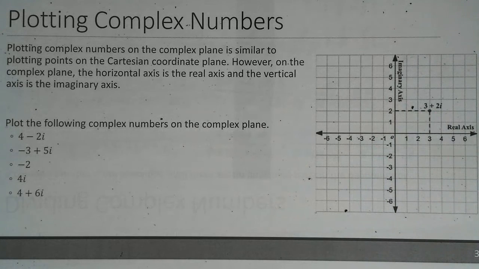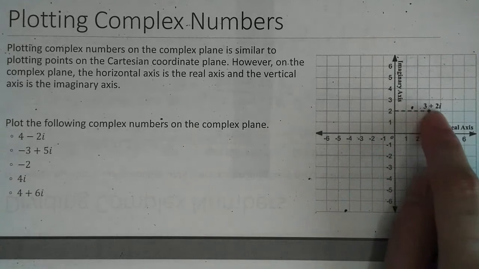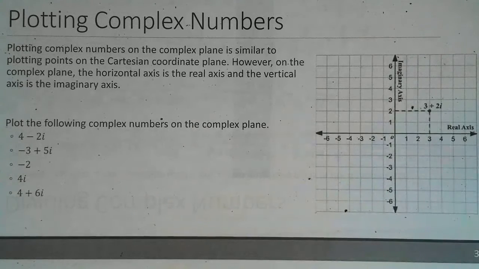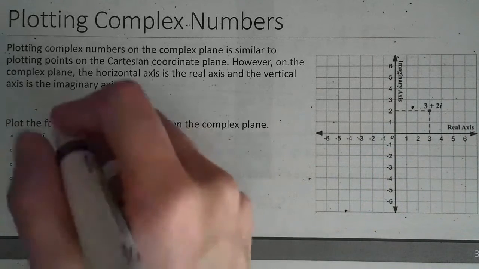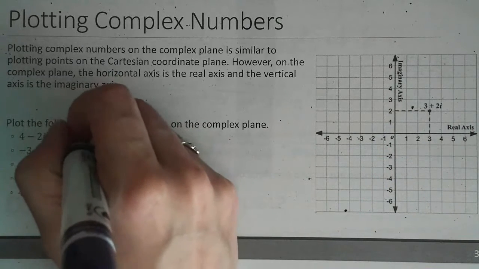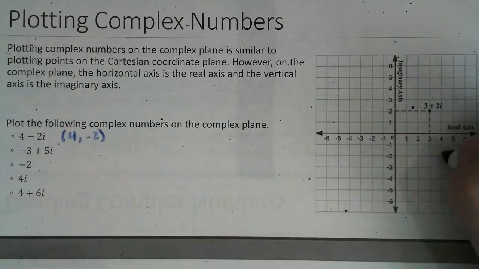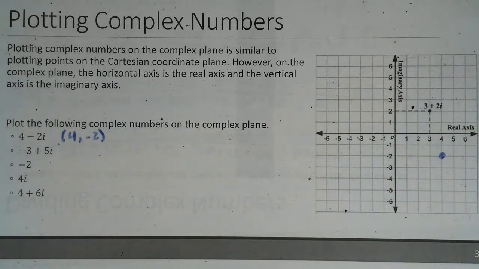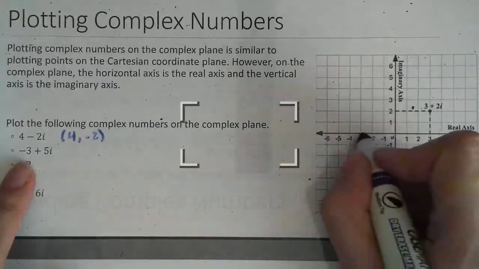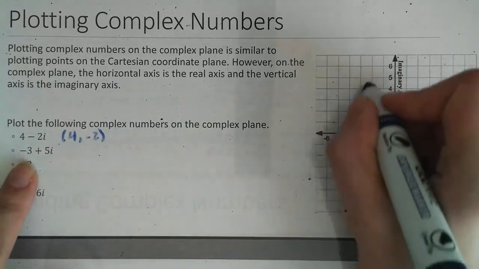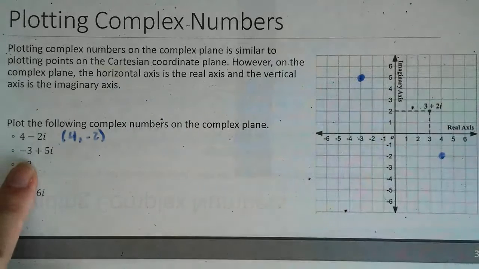It's similar to plotting real numbers, Cartesian coordinates, because we have an x value of 3 and a y value of 2, if we want to think of it that way. So if I want to plot 4 minus 2i on the complex plane, it will be a lot like plotting 4, negative 2. So I find 4 on my real axis, go down 2 on my imaginary axis, and I get that point. Negative 3 plus 5i will be negative 3 on the real axis, 5 on the imaginary axis.